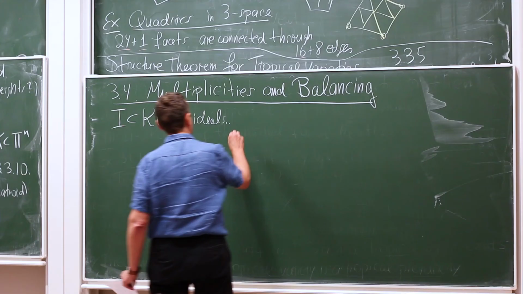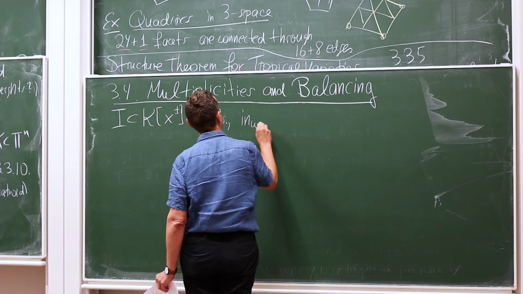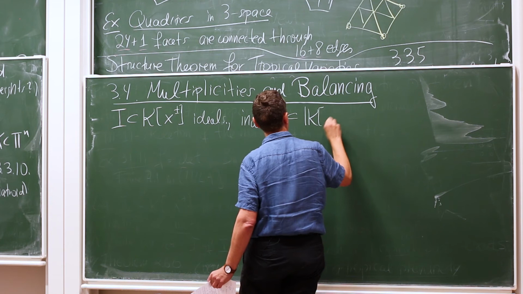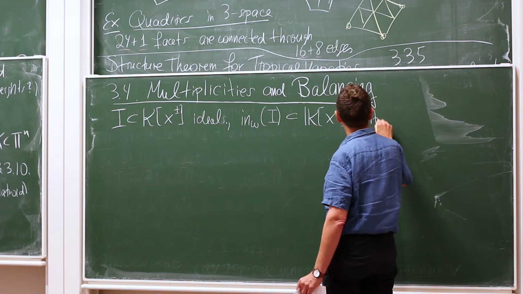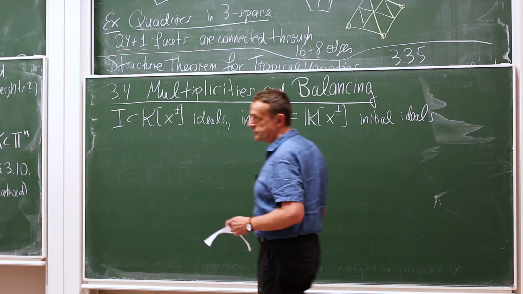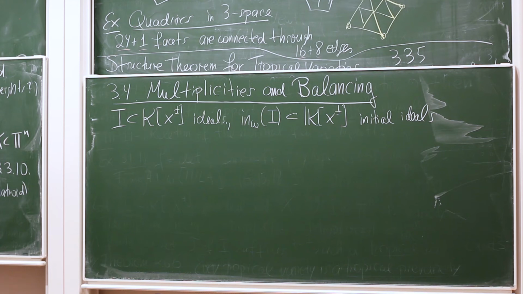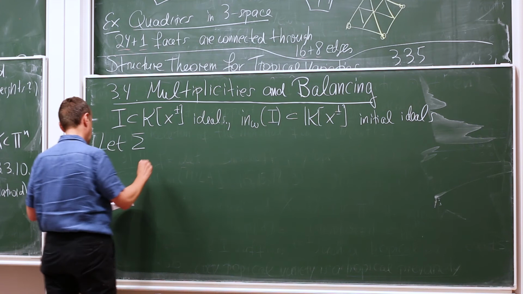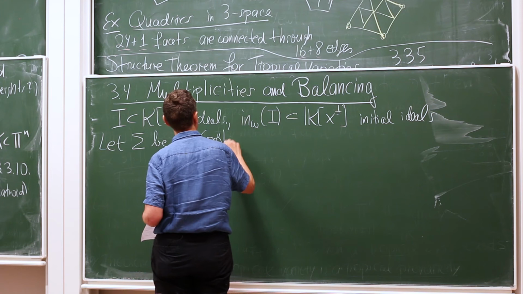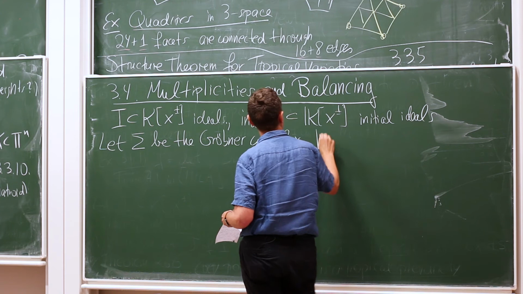And let's look at some initial ideal in_w of I. So this is also in the polynomial ring, but now over the little field, or the residue field. And there were many such initial ideals, one for each cell in the Gröbner complex. So let's look at the Gröbner complex. So let sigma be the Gröbner complex structure on the tropical variety.